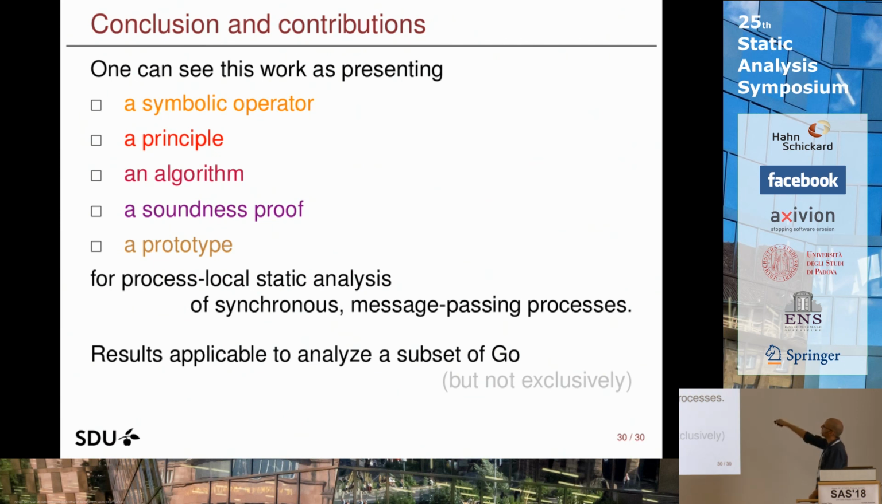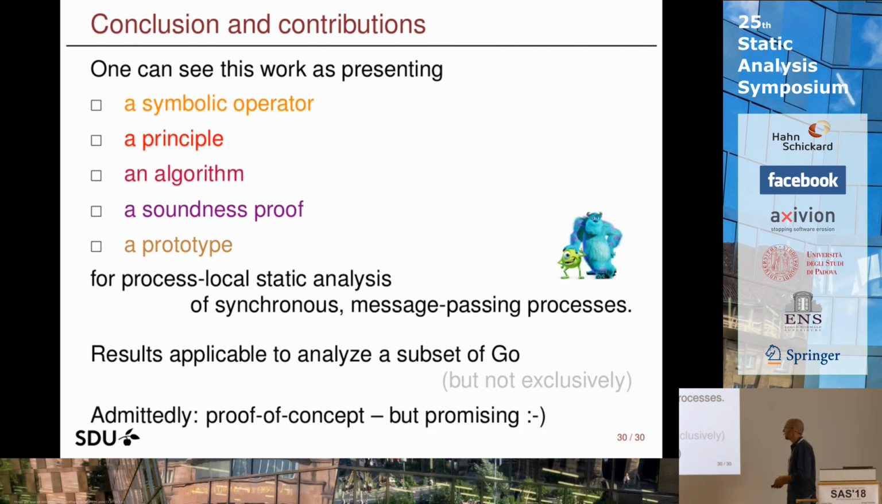over-approximation. Yeah, so this thing is a composition of a number of things. There's a symbolic operator. You can also see it as a principle or an algorithm, if you will. There's a soundness proof of the approach. And then we have this proof of concept prototype for this process local analysis applicable to this subset of Go. I admit completely this is proof of concept, but I still consider it promising. So thank you for your attention.